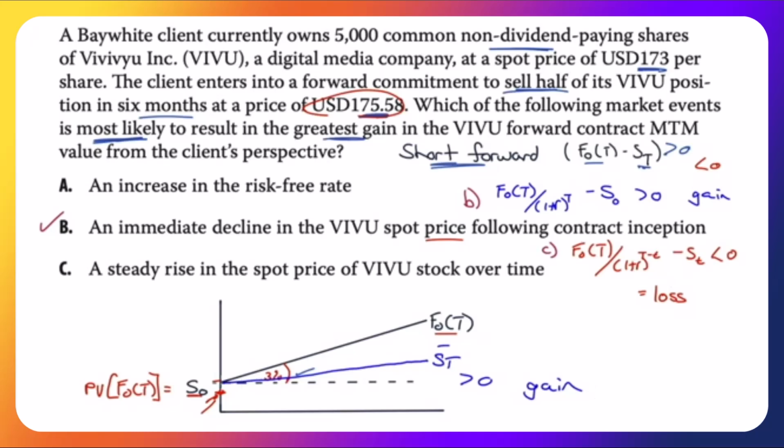What if it rises at 5%? ST minus F0, well, that will be less than 0. That would lead to a loss. So depending on the assumption I make, I can get a gain or a loss. So I could get a gain over here, I could get a gain over here, but I will get a gain over here. So which one is most likely, the one with the least amount of assumptions? We got to go with B.